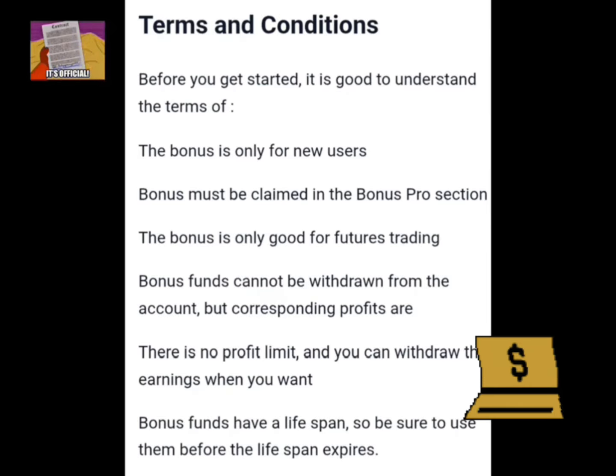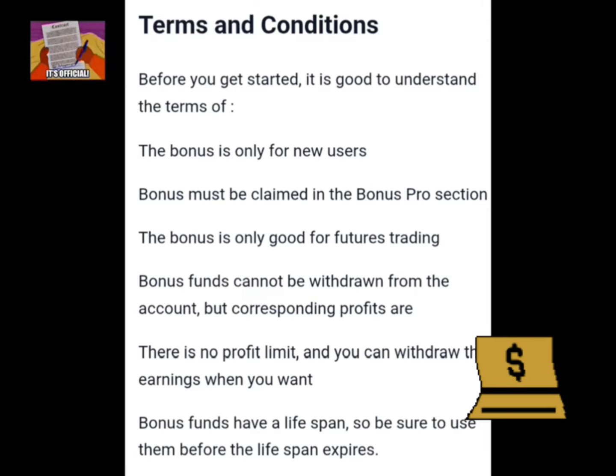And you could see bonus funds cannot be withdrawn from the account, but corresponding profit are withdrawable. That's to show you that the $100 itself is not withdrawable, but the profit earned from this $100 account can be withdrawn from this account, right? And you could see there is no profit limit, and you could withdraw the earnings when you want. That is to show you that there is no particular limit to the amount that you could make from this $100 account, right? And whatever amount is made, as in the profit made from this account, is all withdrawable.